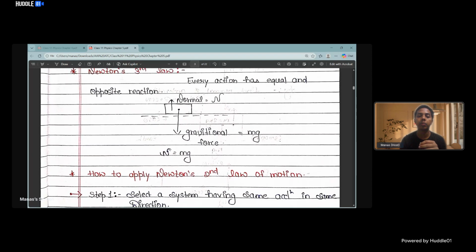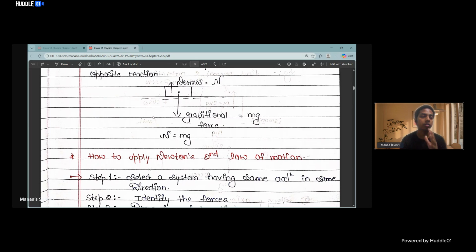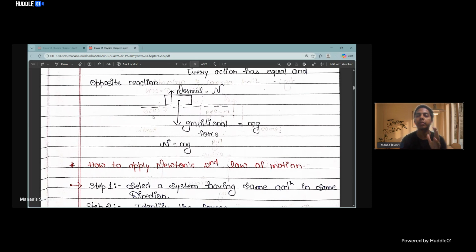And one more thing about Newton's third law: the forces apply on different objects, and the forces will be equal and opposite. Okay.